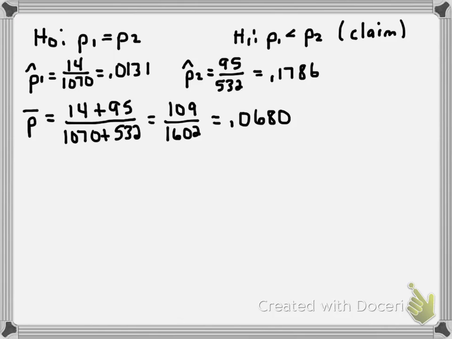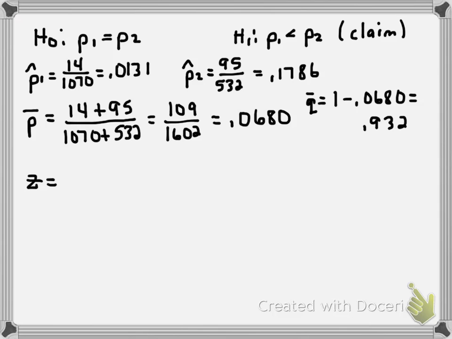We also need to find pooled Q. And that would be 1 minus that number that we just found. And that would be 0.932. Now we can find the test statistic.